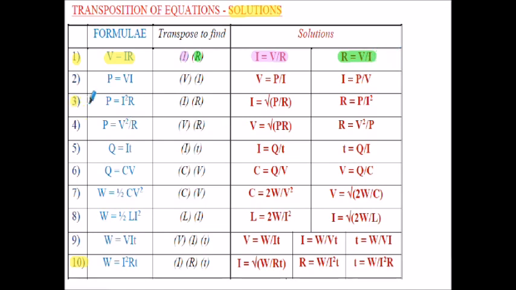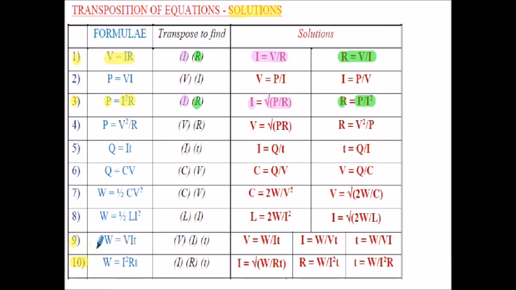Notice in question 3 here we were given P is equal to I squared R. We were asked to find first of all the subject of I. So notice the solution here, I is equal to the square root of P divided by R. So the square root is the inverse operation to square. When we were finding R as the subject, then R is simply equal to P divided by I squared.